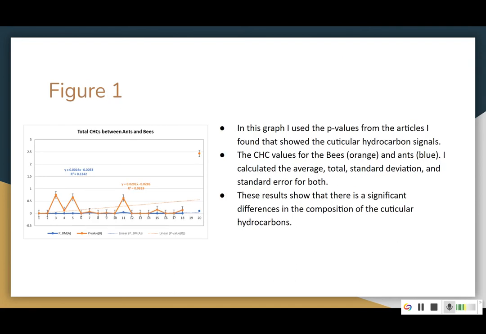So this is the figure that I came up with, showing this graph, the p-values that I collected from both the articles I used between ants and bees, and the cuticular hydrocarbons. So the ant data is in blue and the bee data is in orange. I calculated the average, total, standard deviation, and standard error for both. So with these results, it shows that there are significant differences in the composition of their cuticular hydrocarbons.